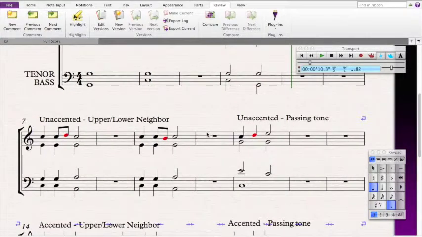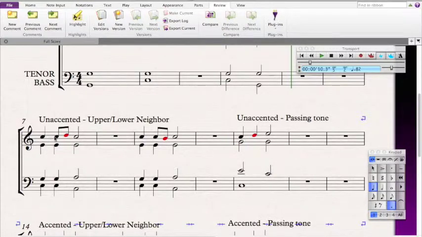Now we have unaccented neighbor tones. There are two kinds of neighbor tones: upper neighbors and lower neighbors. Luckily, that's somewhat self-explanatory. A neighbor tone, like the rest of the non-chord tones, is also very aptly named. A neighbor tone is approached by step and left by step, and both of these steps are in opposite directions. So an upper neighbor is approached by a step up and left by a step down. A lower neighbor is approached by a step down and left by a step up.